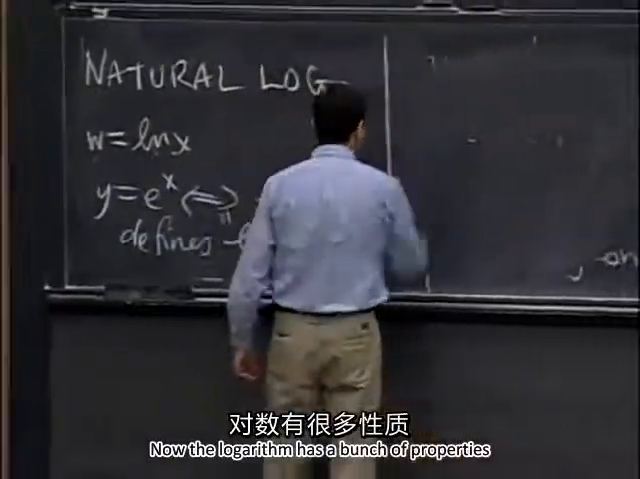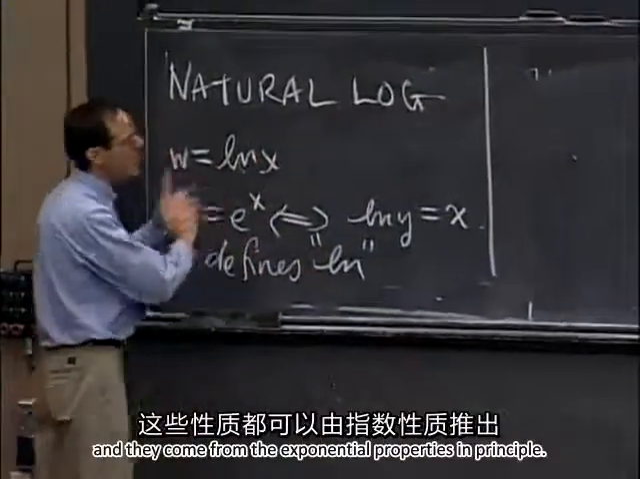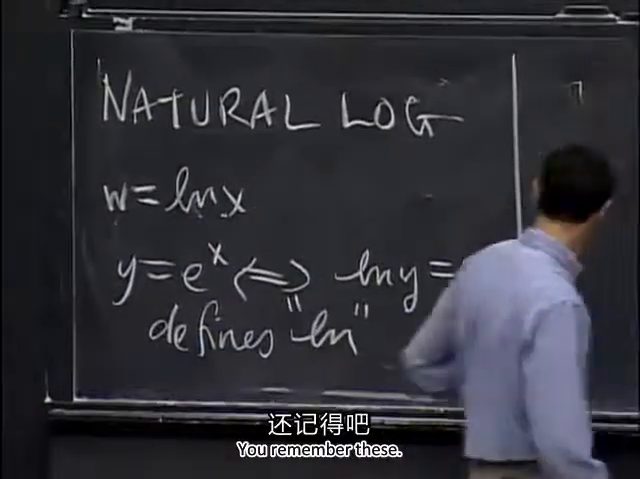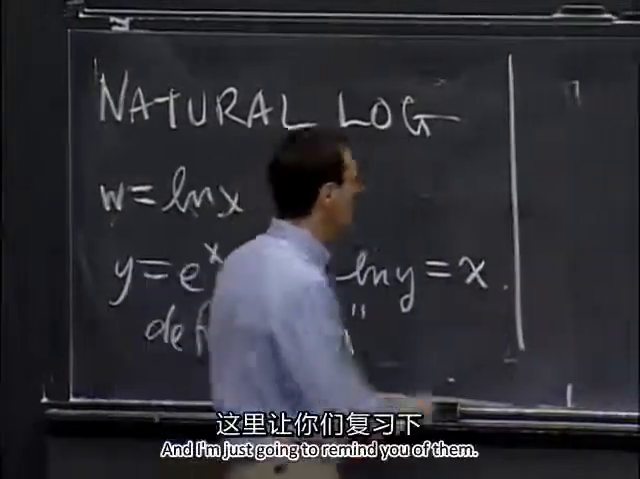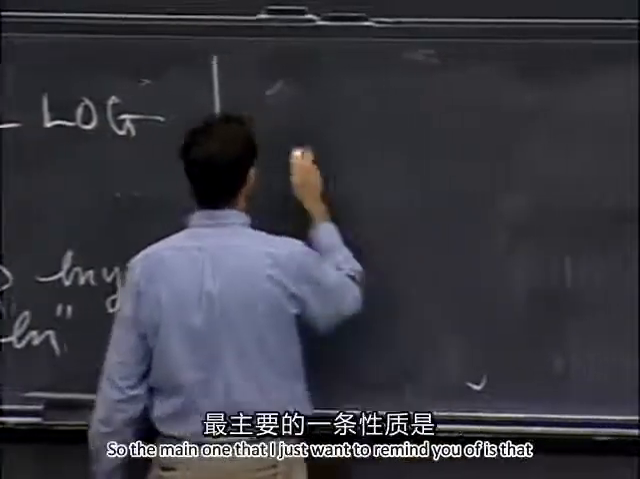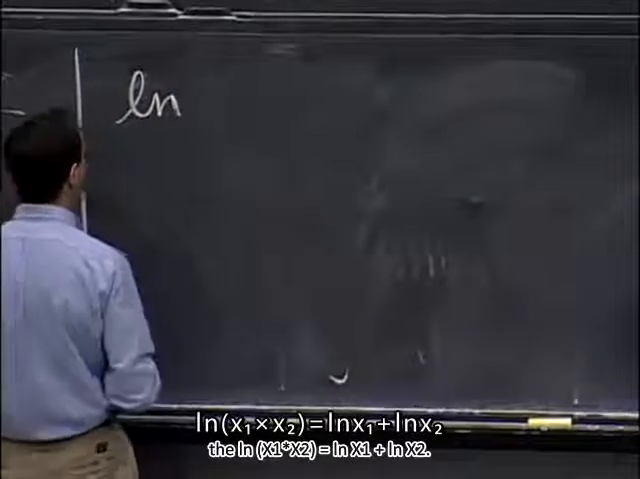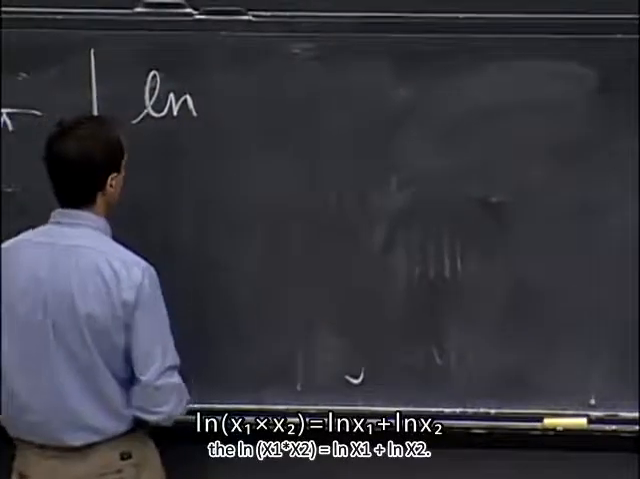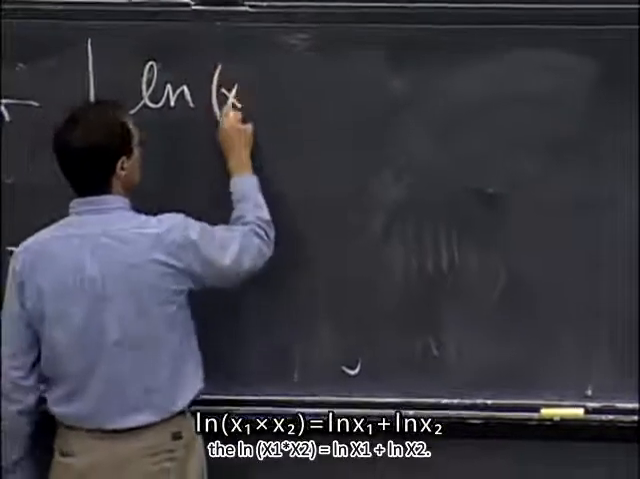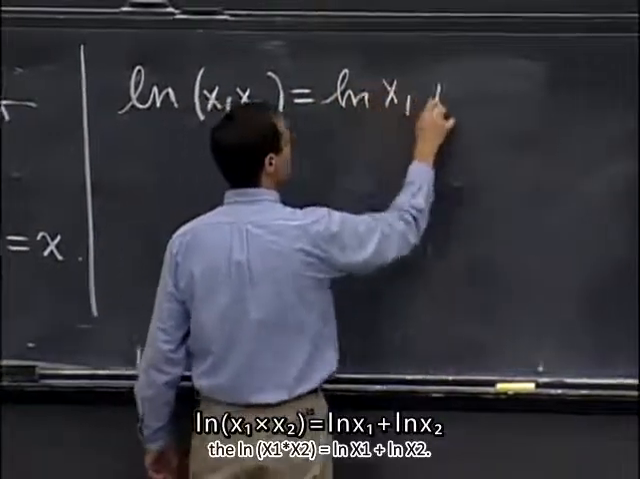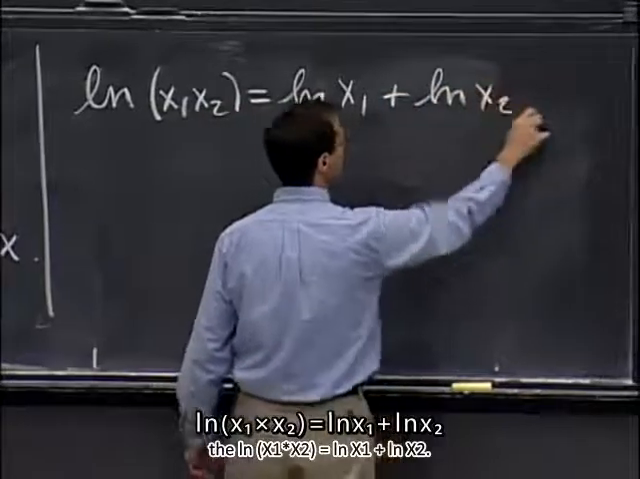Now, the logarithm has a bunch of properties, and they come from the exponential properties. And in principle, you remember these. And I'm just going to remind you of them. So the main one that I just want to remind you of is that the logarithm of x1 times x2 is equal to the logarithm of x1 plus the logarithm of x2.